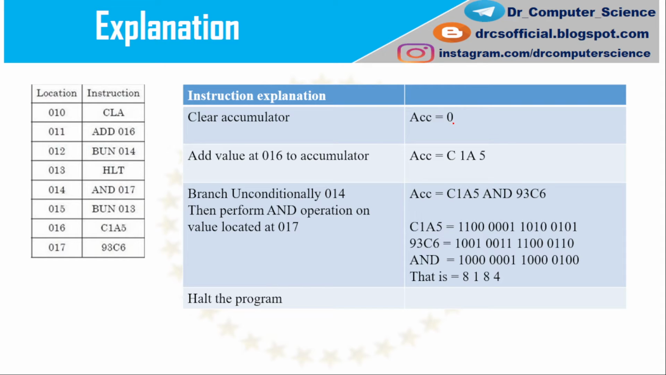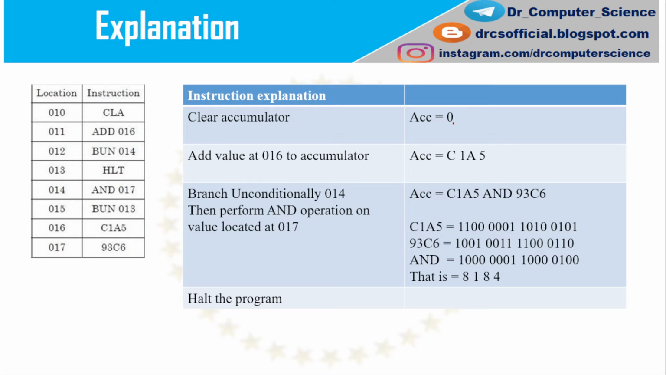When we go forward to 014, there is an operation AND 017. That means perform an AND operation between the value located at 017 and the accumulator. In the accumulator, the value is C1A5 and the 017 value is 93C6.